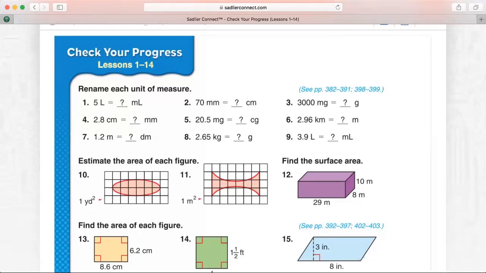Milliliter. It's equal to 5,000 milliliter. Yes, it's equal to 5,000. Why? Because I multiplied by 1,000, because 1 liter is equal to 1,000 milliliter. Okay. So I will multiply, let me write here.